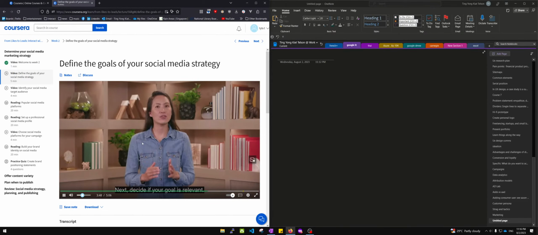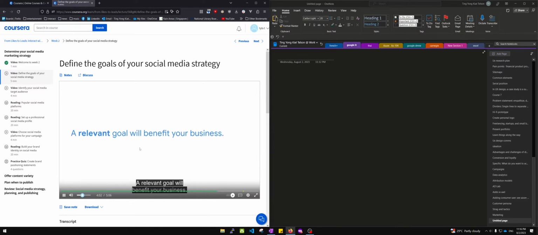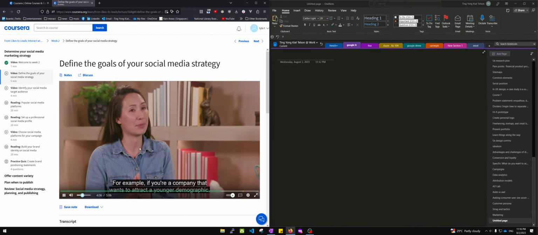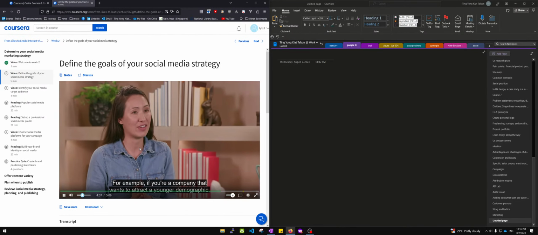Next, decide if your goal is relevant. Does it make sense to try to reach this goal? Think about how the goal lines up with your company's other marketing goals, priorities, and values. A relevant goal will benefit your business. For example, if you're a company that wants to attract a younger demographic, then it makes sense to try to increase your followers on platforms like Instagram, whose largest audience is between the age of 25 to 34 years.